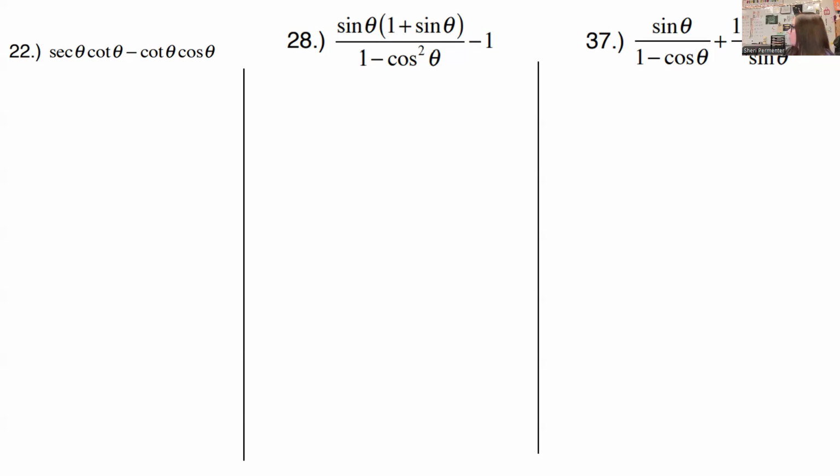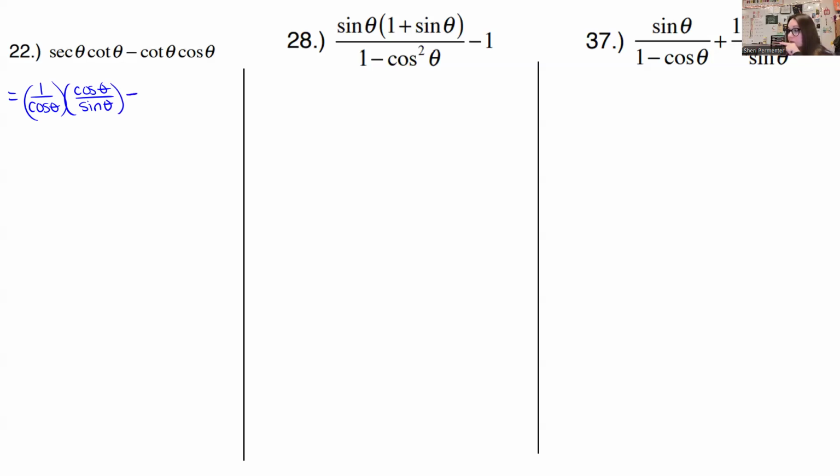What do you guys think we should do first, probably? Yeah, let's rewrite in terms of sine and cosine. There's no fractions to split up. There's no Pythagorean identity going on. So let's just start with, let's rewrite in terms of sine and cosine. So secant is 1 over cosine. Cotangent has cosine on top. Minus cotangent has cosine on top.